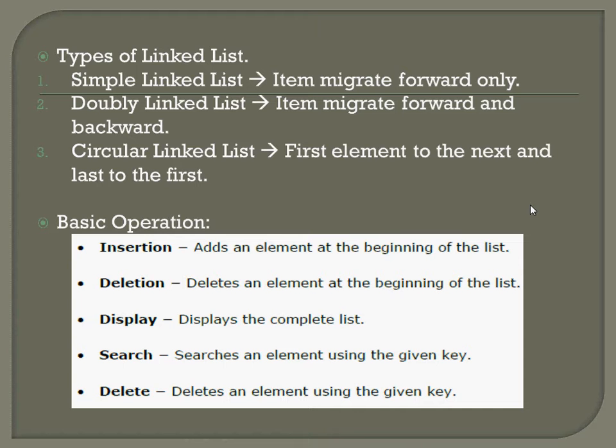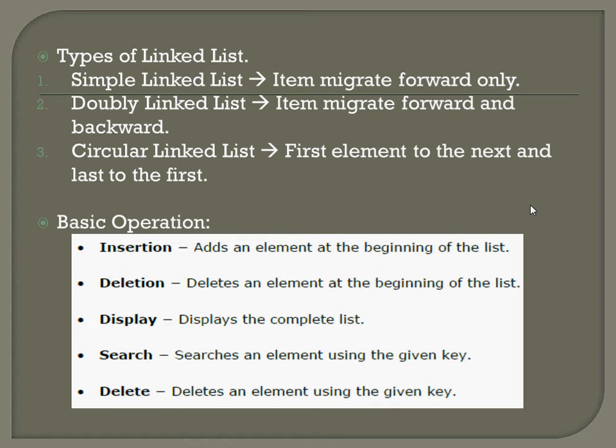The types of linked list: there are three types: simple linked list, double linked list, and circular linked list. Simple linked list means it migrates forward only, and double linked list means it migrates forward and backward. Circular linked list means the first element is connected to the next element and the last element is connected to the first element. This is what is called circular linked list. It operates in a circular way.